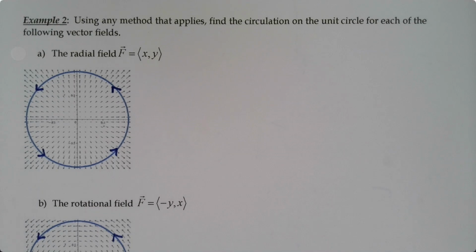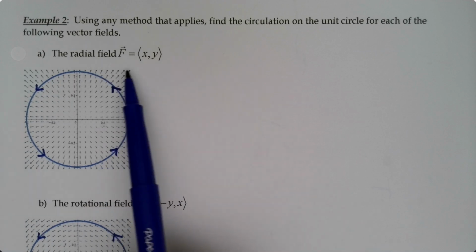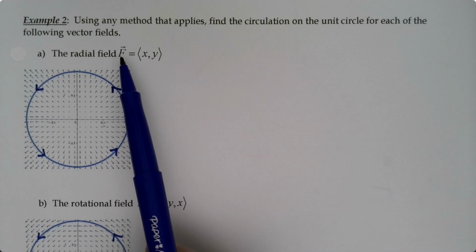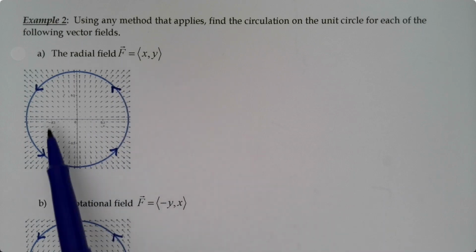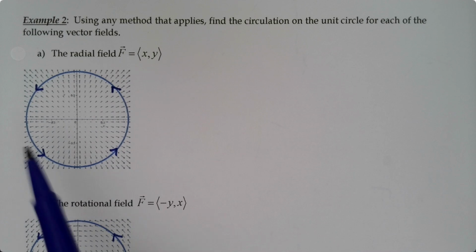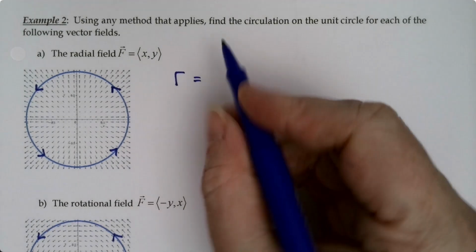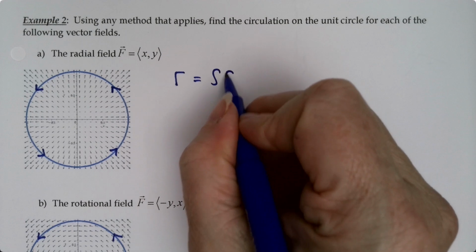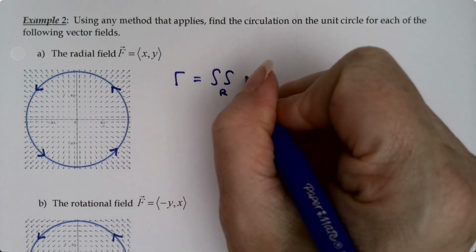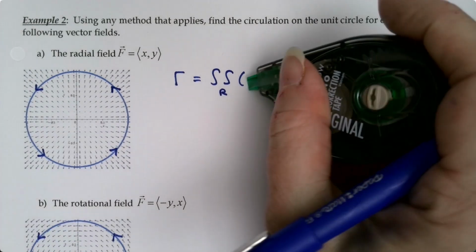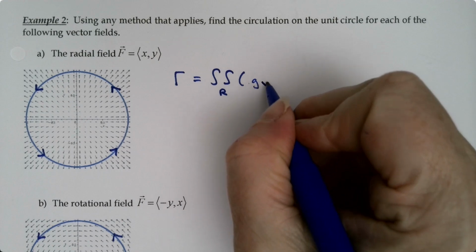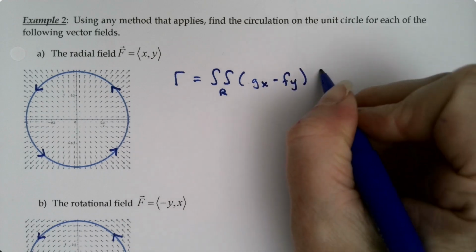So now let's use any method that applies to find the circulation on the unit circle for each of the following vector fields. So in part A, we have a radial vector field, where vector field F is equal to x comma y, and you can see it's radiating out from the origin. Okay, so the circulation for this would be equal to the double integral over the region of g sub x minus f sub y, that's the curl, dA.